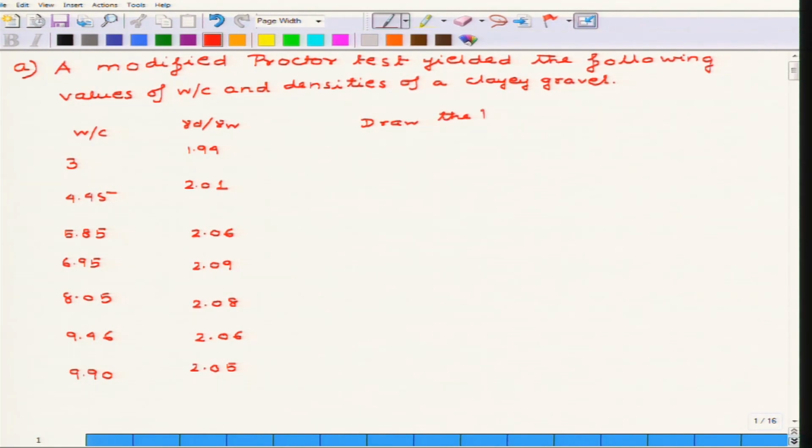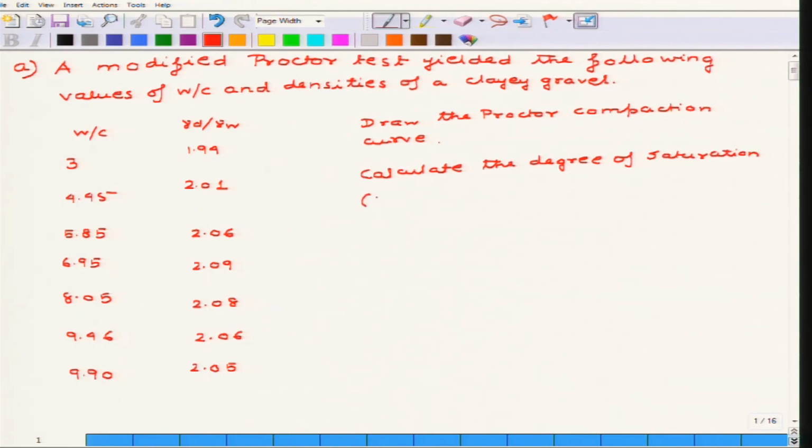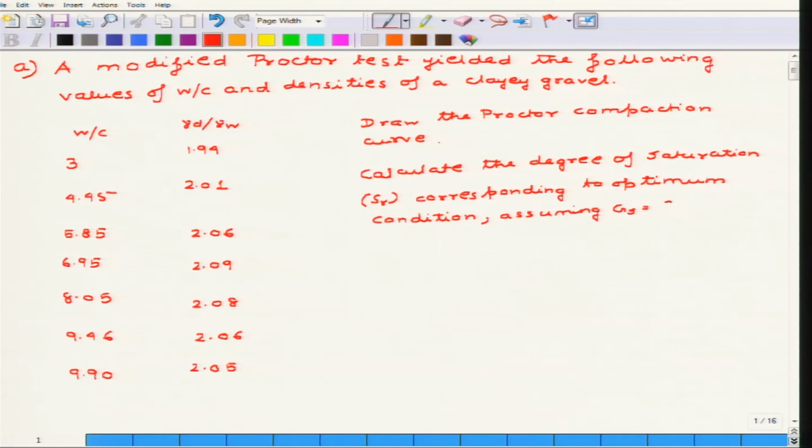the Proctor compaction curve and calculate the degree of saturation, that is SR, corresponding to optimum condition, assuming that the specific gravity of solids, that is GS, is equal to 2.65.